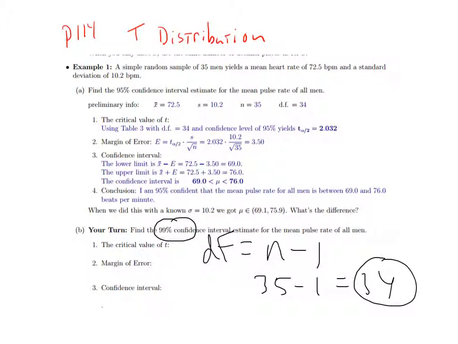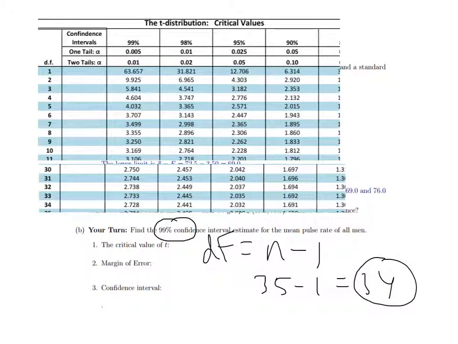Now we're going to go look at that t table that's in the back of the book. I went and grabbed parts of that table. Remember, I'm looking for a 99% confidence interval, so I'm going to go down that column. And then I'm looking for 34 degrees of freedom. When I line that up, I see that I need to use a t-score of 2.728, and that's what's going to get multiplied by that standard deviation.